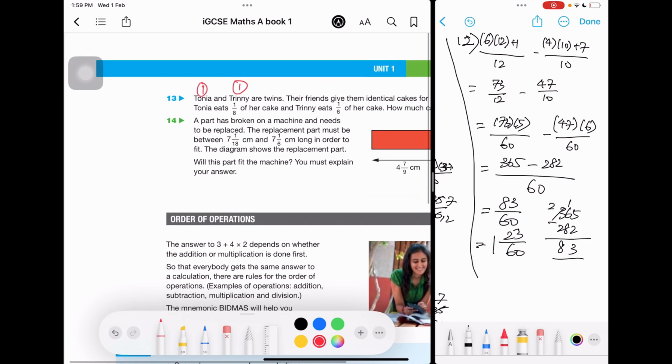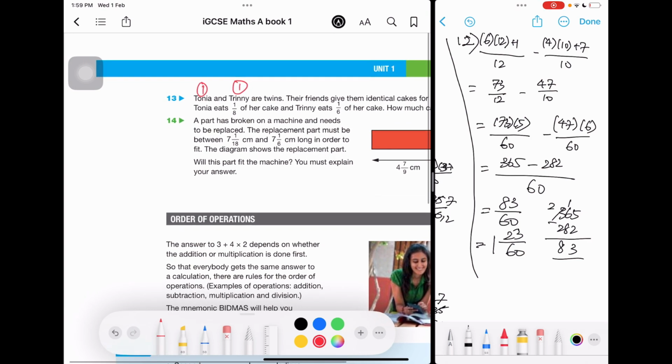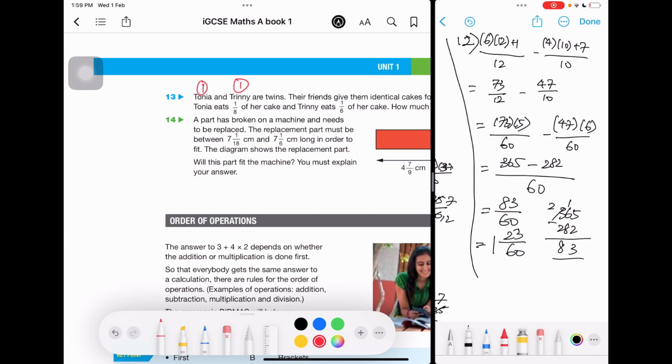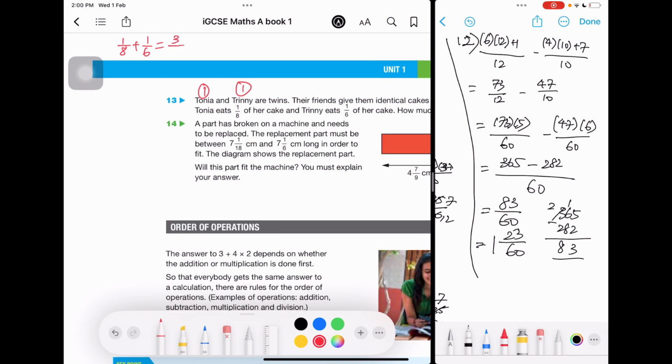So we can see that the amount of cake that was eaten by both of them is basically 1/8 plus 1/6. This is the amount of cake that was eaten. Let's make it a single fraction. In this case, 24 will be the common denominator. So I will have 3/24 plus 4/24. This gives me 7/24.